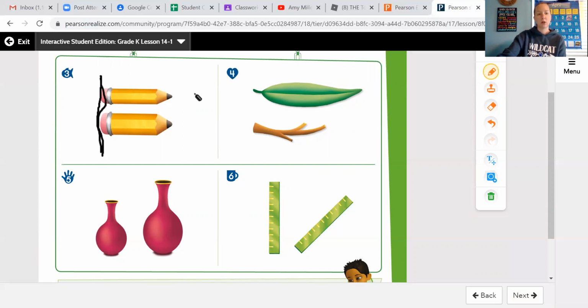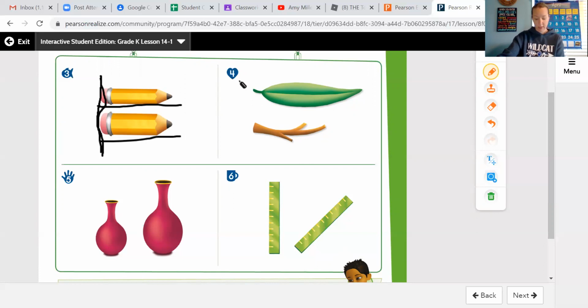Which one is longer? Which one is shorter? Does this one go further than this one? Nope. Does this one go further than this one? Nope. So I think they are the same length. If they end at the same spot, they are the same length. So we are going to underline our objects. Good job.